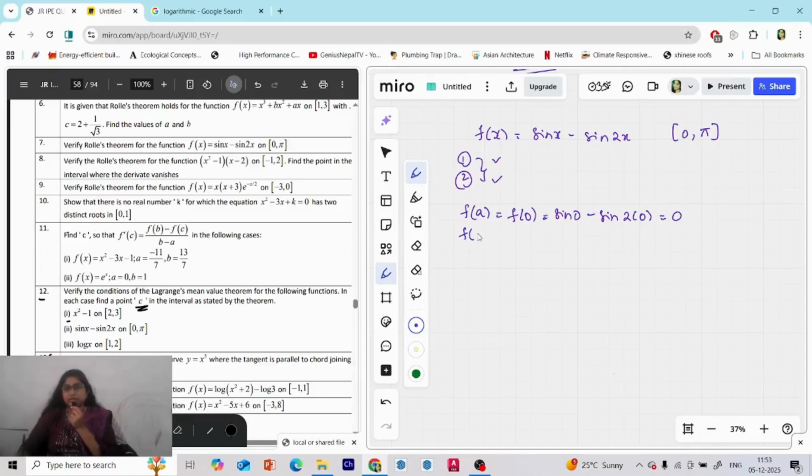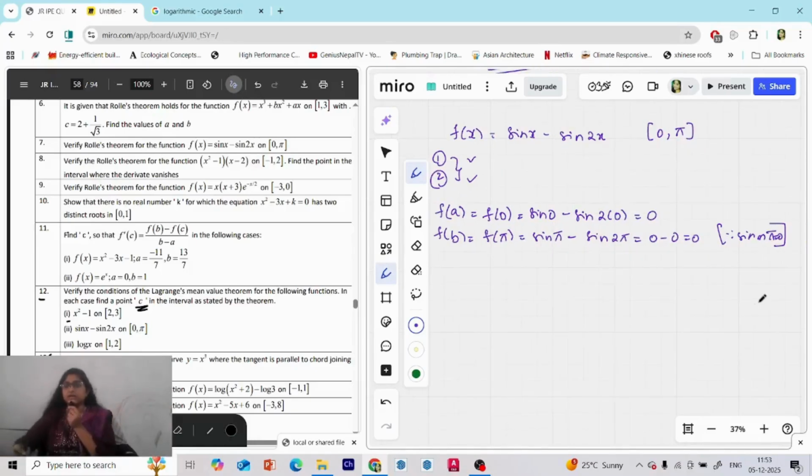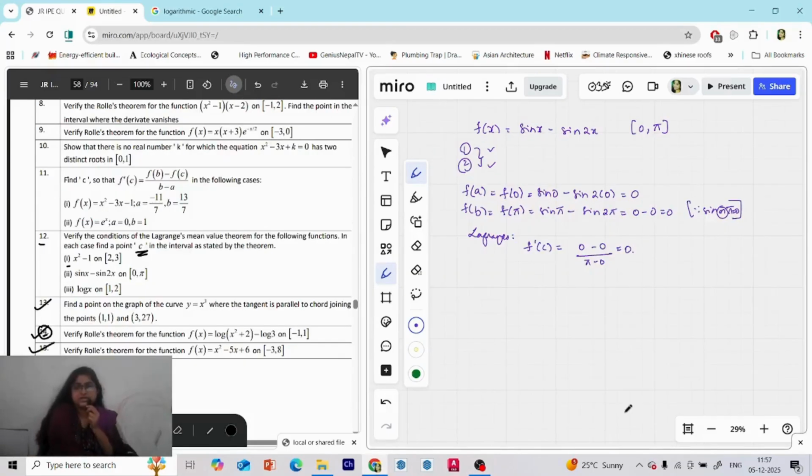What about f of b? f of pi is sin pi minus sin 2 pi, which is again 0 minus 0, equal to 0. Because sin of n pi is equal to 0, where n can be any integer, negative, positive, anything. So for Lagrange's theorem, we take f dash c equal to 0. We have to find the value of c. To do this, first let us find f dash.